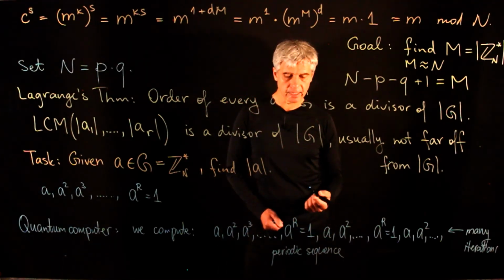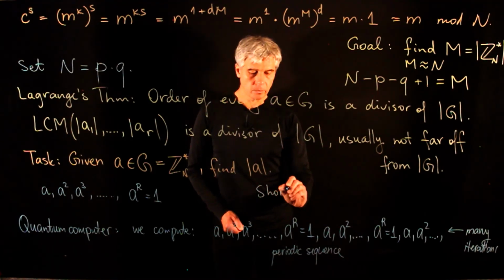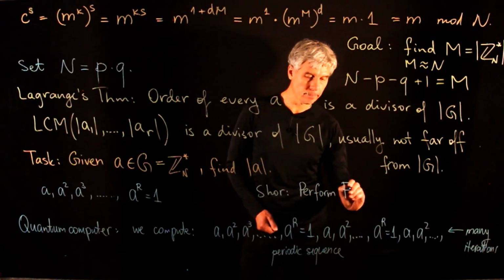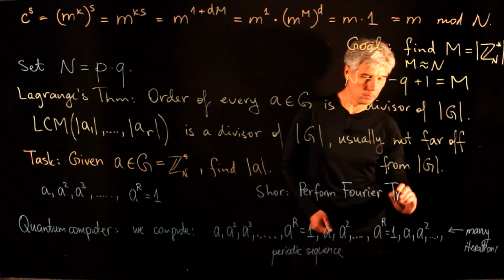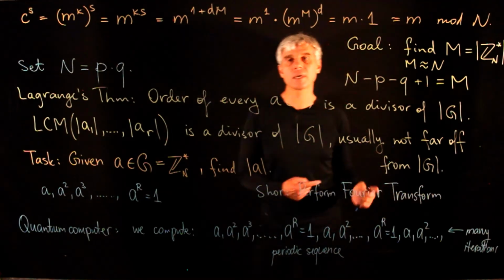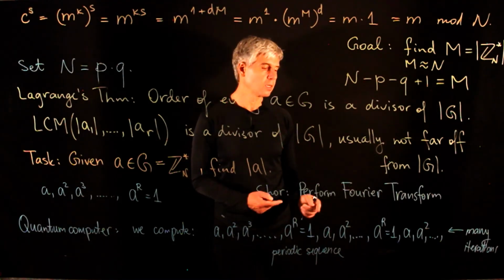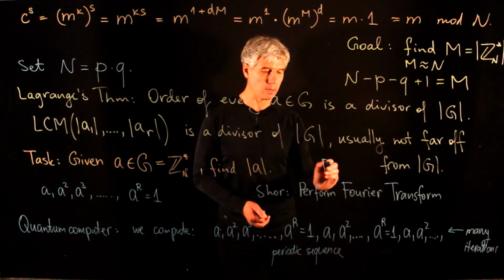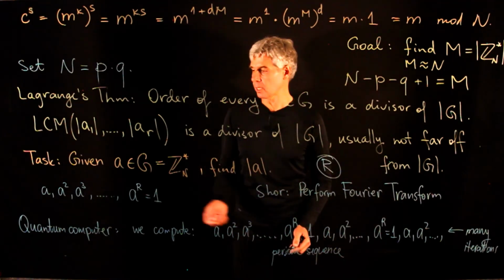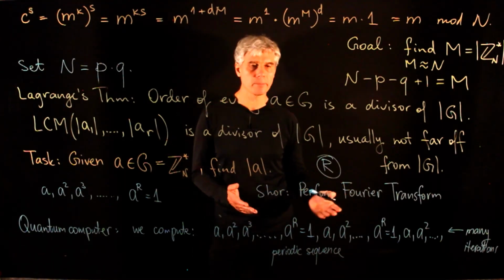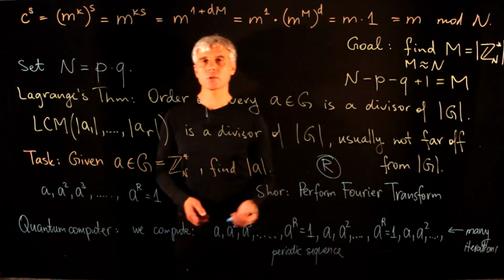So instead, the idea of Shor was to perform a Fourier transform. And the point here is that the Fourier transform of a periodic sequence is something that's very nice. Using this Fourier transform, we will actually be able to find the value of R, which is the period of this sequence and the order of this element. We will discuss the details of Shor's algorithm and Fourier transforms and the quantum Fourier transform in future lectures.